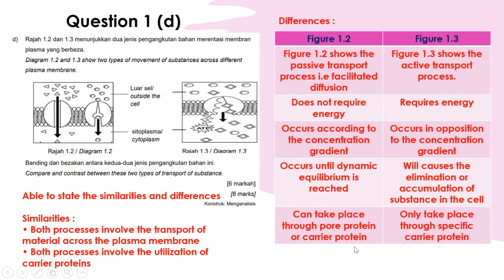Next, the last difference: the process can take place through the pore protein or carrier protein. Pore protein refers to the channel protein. So the process in figure 1.2 can take place through channel protein or carrier protein, whereas in figure 1.3 it only takes place through specific carrier protein. That is the suggested answer for question 1D. Please check your answer, complete it, and make sure you know how to answer the question.